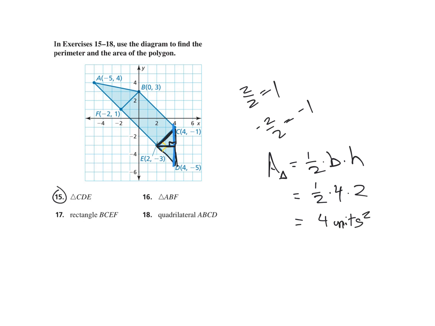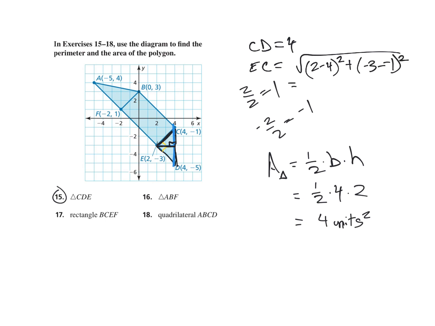You also have to do perimeter. So we do have to do the distance from E to C and E to D. So we didn't get away from it. Let's go ahead and do that as well. So we already know what CD is. CD is equal to, what do we say, 4? Yeah. And now let's do EC. EC is equal to 2 minus 4 and -3 minus a -1.